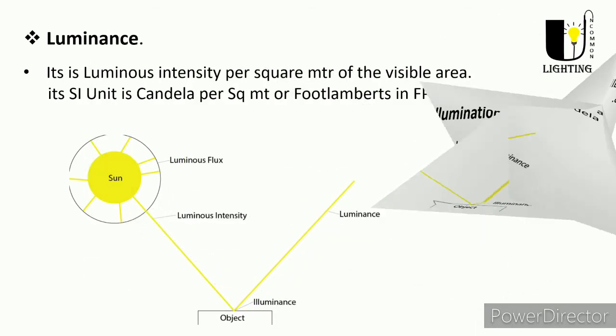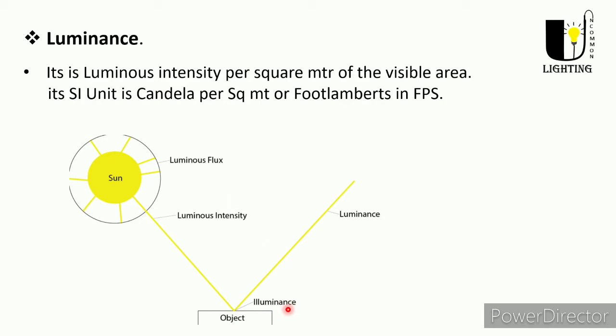Similarly, luminance is again confusing for everybody because both words seem very similar. But illuminance is something which falls on a plane, and luminance is something which you see, which is reflected from something and comes to your eyes. So it is called luminance. Illuminance falls on a surface, and luminance is what is visible. It is the luminous intensity per square meter of visible area. The SI unit is candela per square meter, or foot-lambert in FPS. This is a very simple distinction.